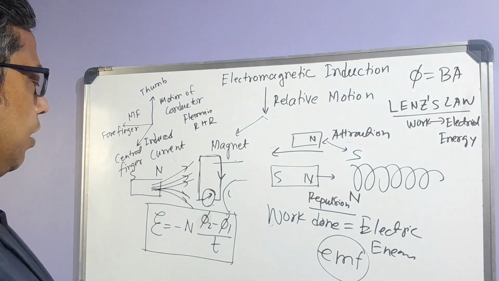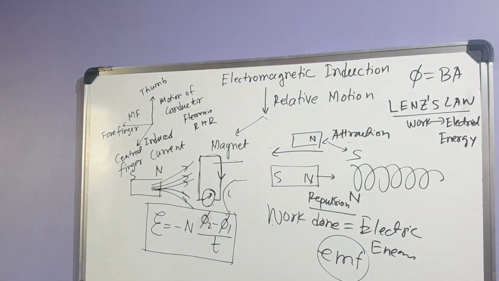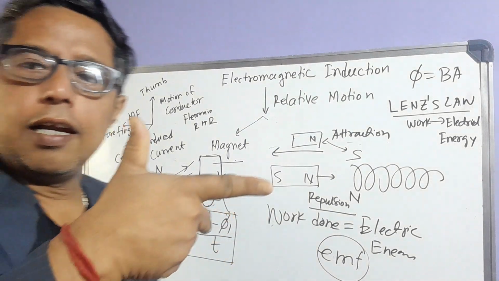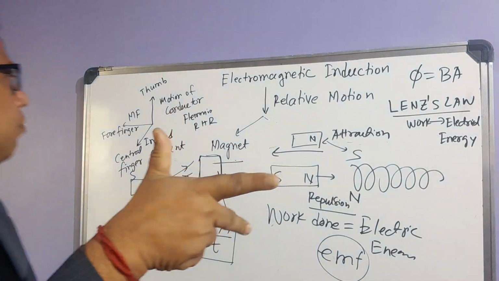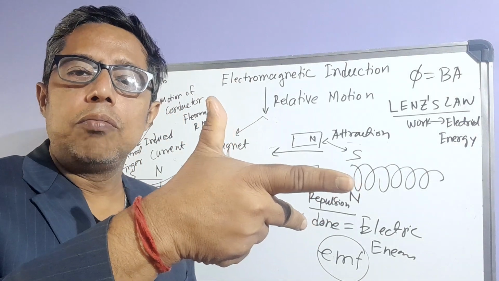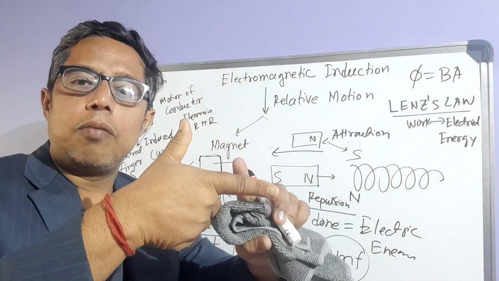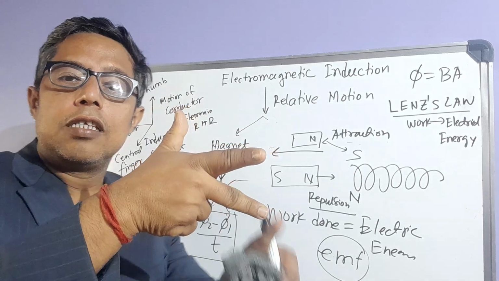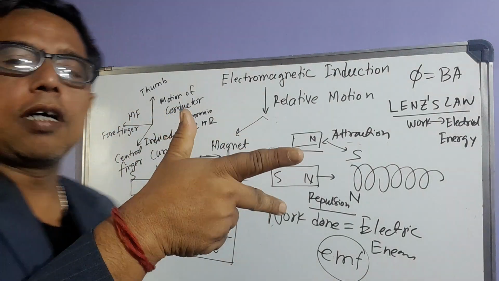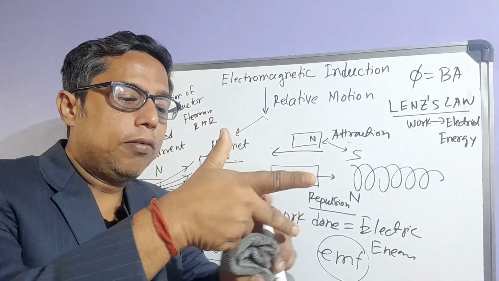I think these are the things, and the last part is Fleming's right hand rule. If you take the right hand like this, the thumb denotes the motion of the conducting wire, the relative motion, and the forefinger will be the direction of the magnetic field. Then the central finger, the middle finger, will denote the induced current.